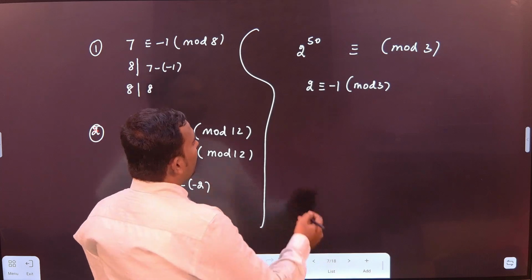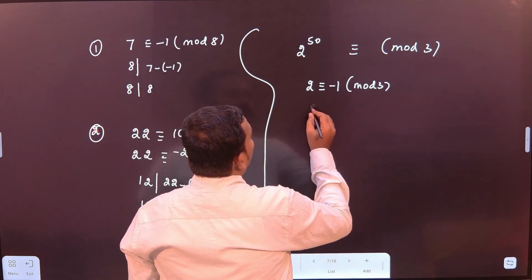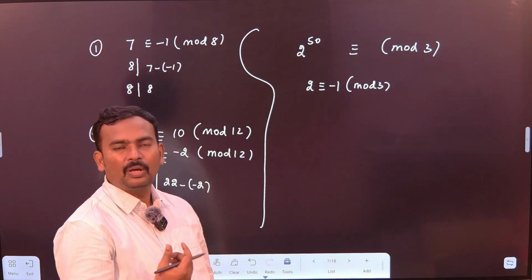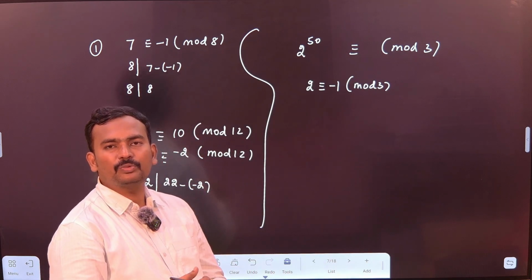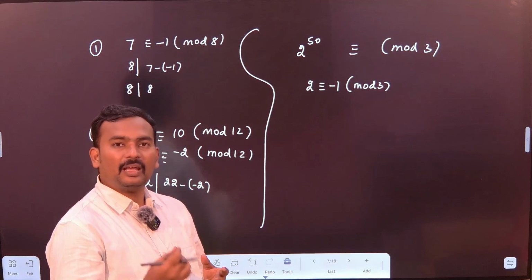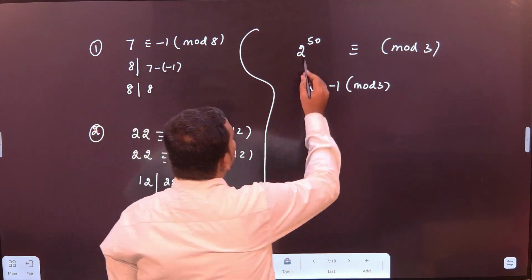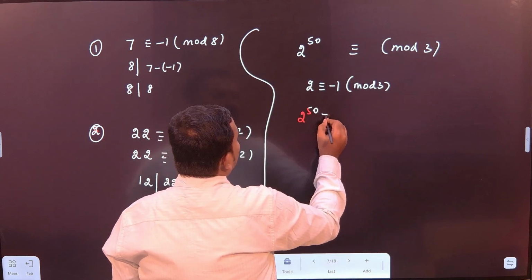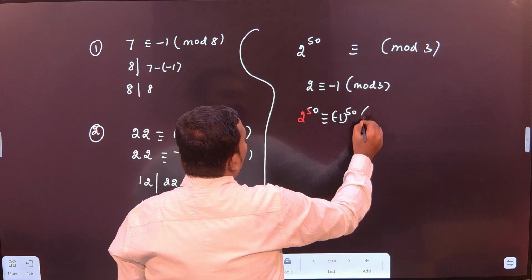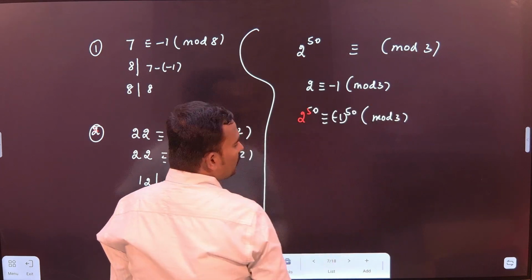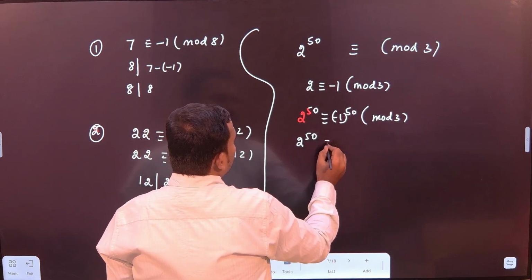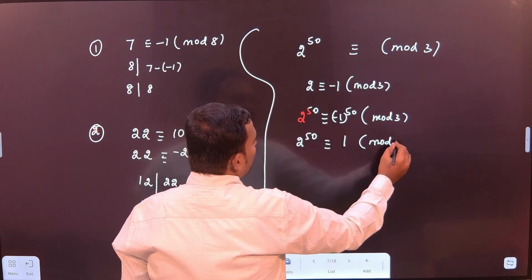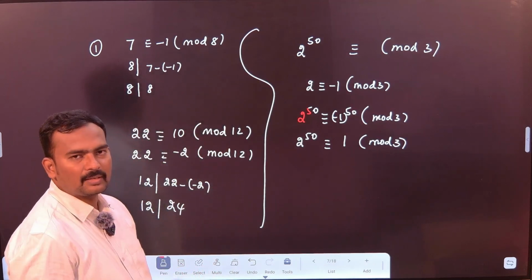Okay, fine. We already discussed this: if A is congruent to B modulo M, then A power K is congruent to B power K modulo M, when K is greater than or equal to 1. So you raise to the power 50. 2 power 50 is congruent to (-1) power 50 modulo 3. Clear? Therefore 2 power 50 is congruent to 1, since it is an even power, modulo 3. I hope everyone understands, right?